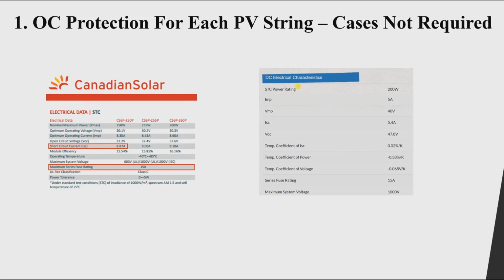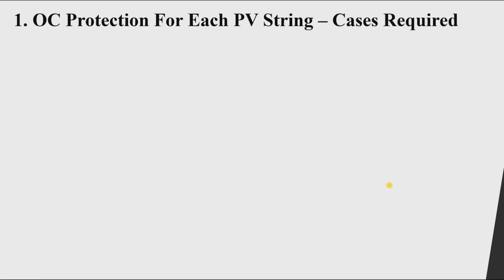Similar to here, another panel that we used in our design: I short circuit and series fuse rating 15 amperes. This is the maximum fuse that can be installed, okay? Now, when do we need overcurrent protection? Starting from 3 strings or more in parallel, according to the NEC, we need fusing, okay?